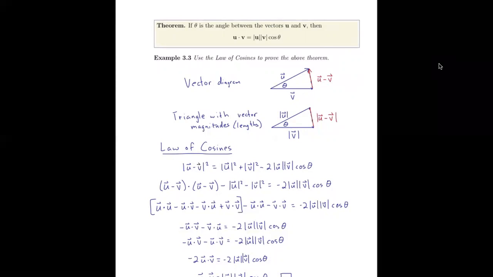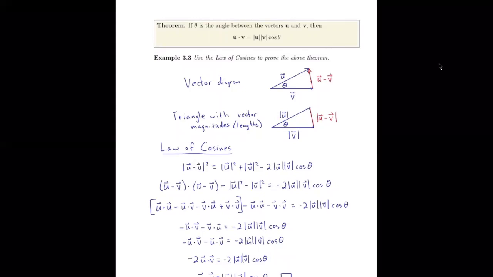So the first step is to rewrite u minus v magnitude squared as, remember that the magnitude of a vector squared is the dot product of that vector with itself. In other words, if I go off to the side here and remind us of this formula, u magnitude squared is the same as u dot u. We proved that on the previous page, or we at least saw that on the previous page.